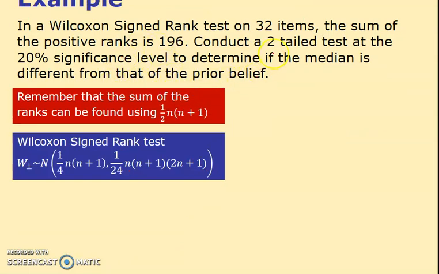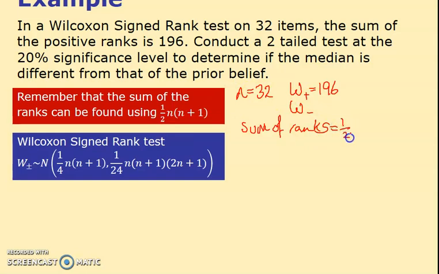We've got a Wilcoxon signed rank test, and it says on 32 items, so straight away I'm thinking n is 32. And it says the sum of the positive ranks, so that's W plus, is 196. Now technically I should try and find W minus. You just need to be aware that the sum of the ranks, as I've said in this red box here, is equal to a half n(n plus 1). In this case it's a half of 32 times 33. It's not overly clear, but you get the idea.